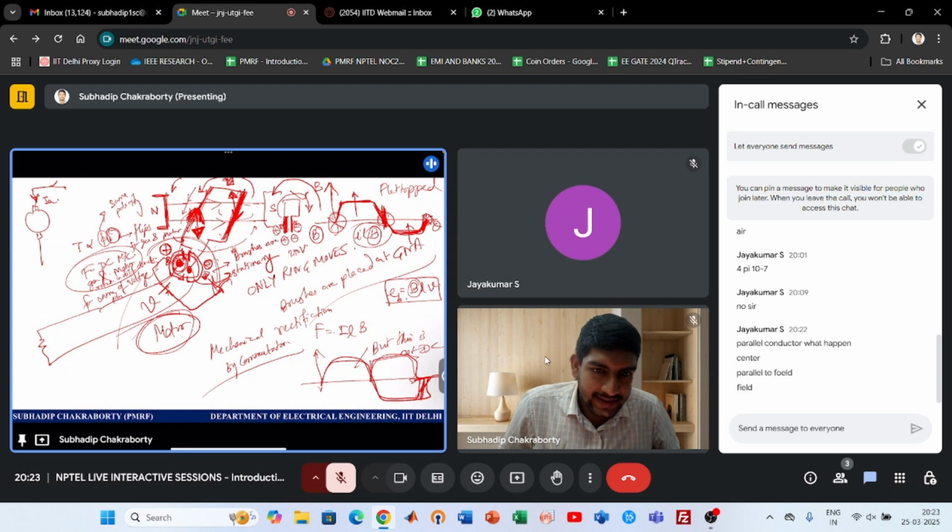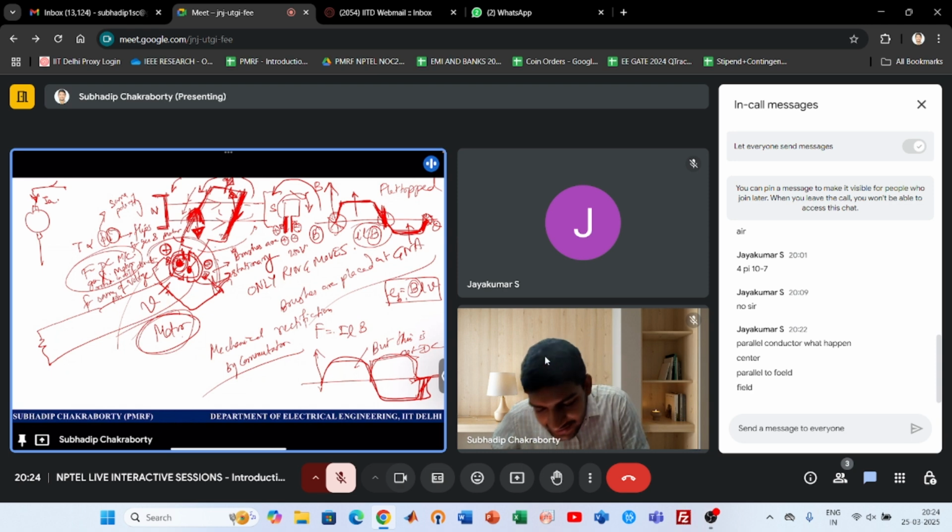There are two conductors, right? So you need to understand how the current is actually circulating in a coil. You connect the conductors in series fashion for the voltage to aid. You don't want the voltages to cancel, right? Do you want the voltages to cancel?